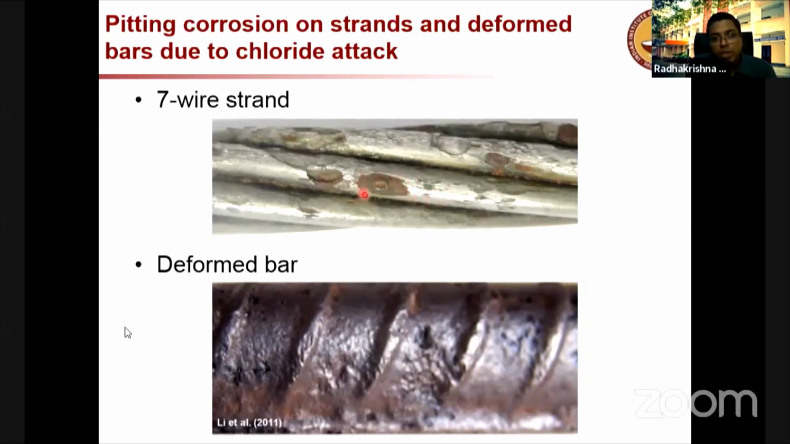Because of this pit, the cross section of this particular reinforcement over here might be significantly less as compared to the cross section here. So you can have localized stress concentration, which can lead to failure of the rebars or strands. In the case of rebars also, you can see some pits forming here, but there are other regions which don't really corrode. So this is a typical form of corrosion due to chlorides, that is pitting corrosion.